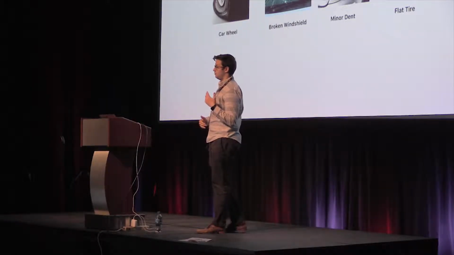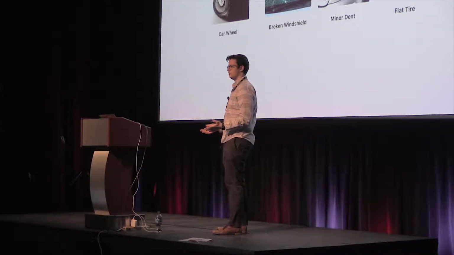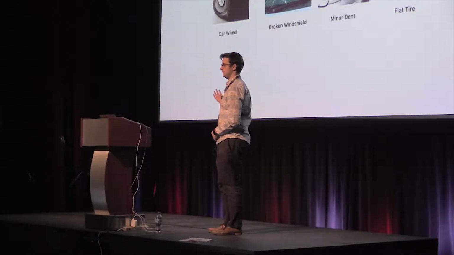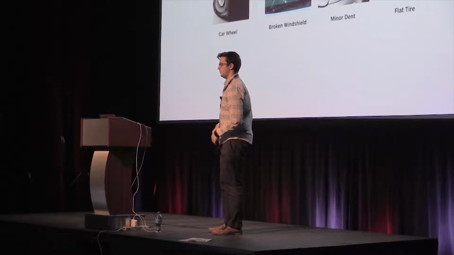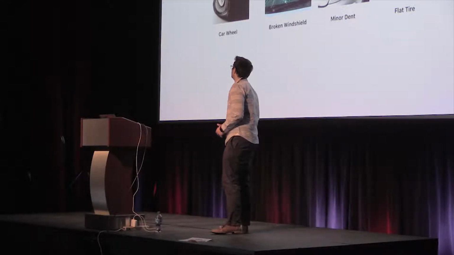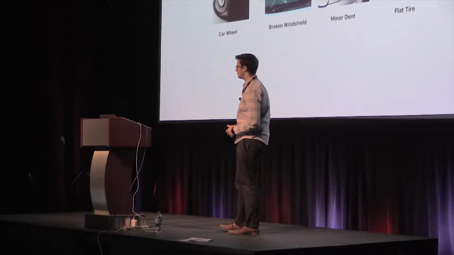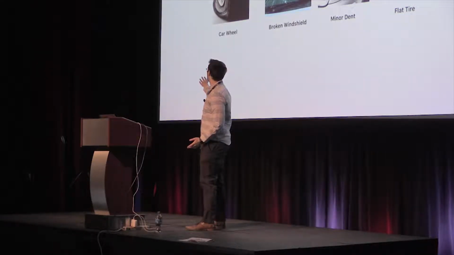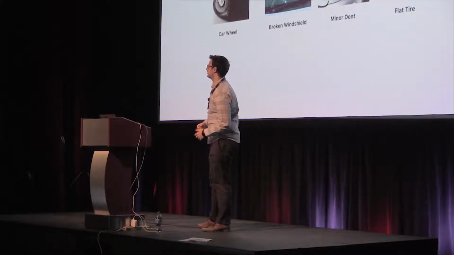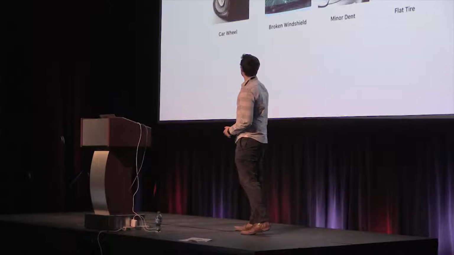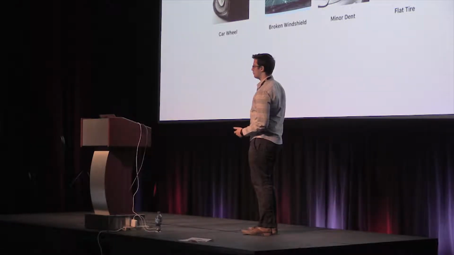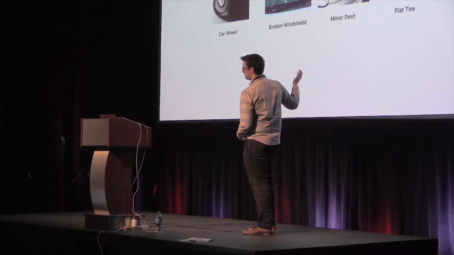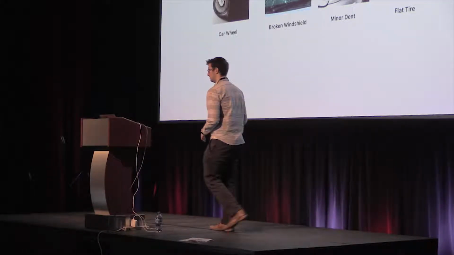You can download already pre-built models on the Apple website to do image classification, but the results you're going to get from that are very general. So, for example, with a pre-built model, you'll get something like car wheel if you feed it this image. But if you train your own custom classifier, you can get more specific details like broken windshield, minor dent, flat tire, etc.